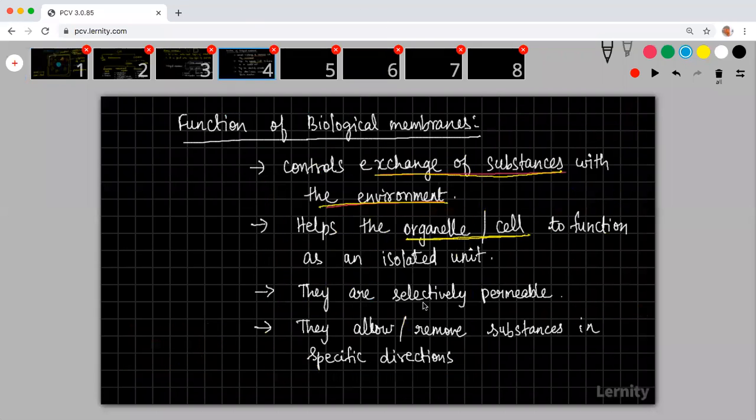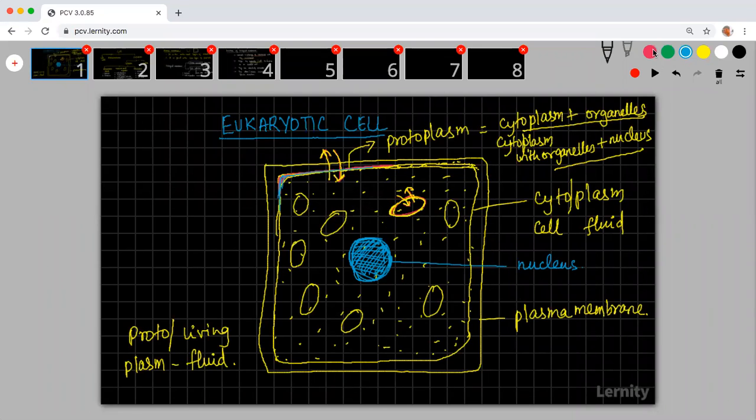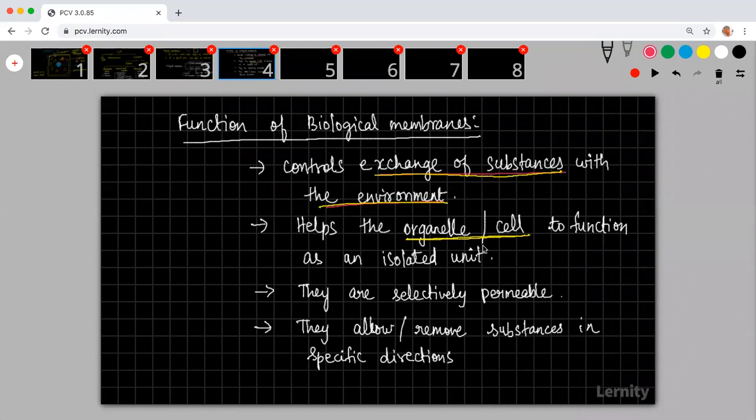So that is the thing. They are selectively permeable. What is the meaning of selectively permeable? They will not allow everyone inside, and they will not allow everyone outside. They will allow only substances which they want. And they allow or remove substances in specific directions. If they want it, they will take it in. Let us say the nucleus wants something, so it will try to take it in. If the nucleus does not want something, it will try to send it out. It will not send out substances which it wants. It is allowing only in the specific direction. For example, this membrane will allow only selective substances inside and selective substances outside. That is what we mean by selectively permeable. These are the functions of biological membranes.